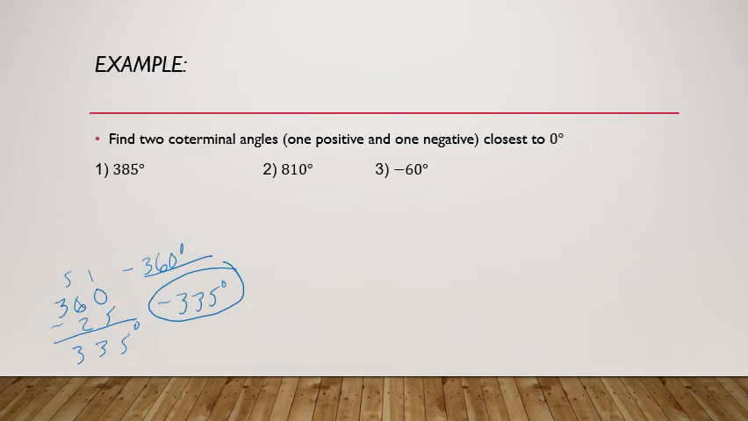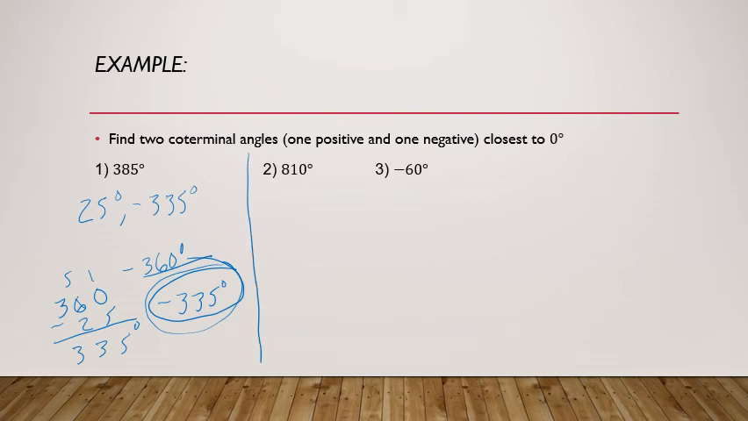So finding that second coterminal angle, 25 minus 360 degrees, which would be negative 335 degrees. So that's going to be our first negative coterminal angle. So in this example, we had answers of 25 degrees and negative 335 degrees.